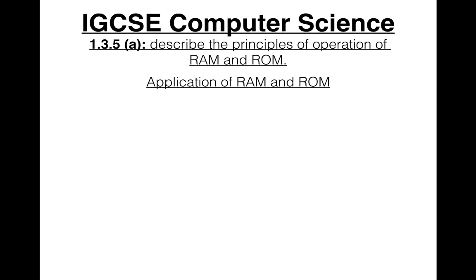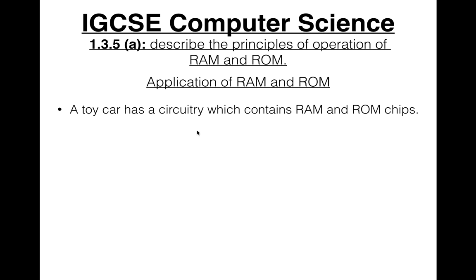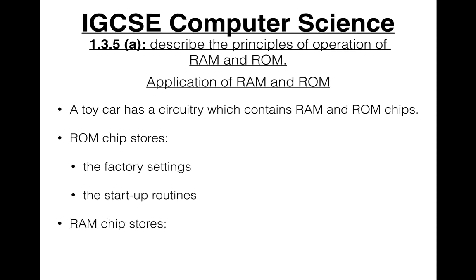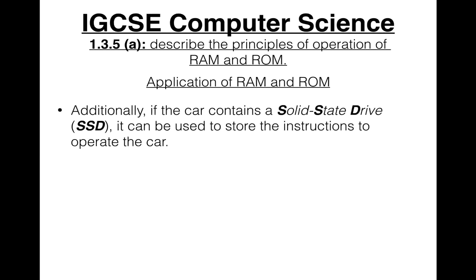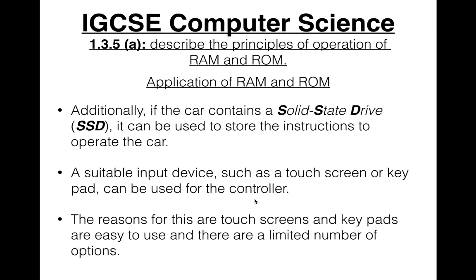That's all you really need to know about ROM, but to better understand it, we have to look at an application. A toy car has circuitry which contains RAM and ROM chips. The ROM chip stores the factory settings and startup routines, and the RAM chip stores the instructions sent from the controller, so what's currently being used. Additionally, if the car contains a solid-state drive, it can be used to store the instructions to operate the car. A suitable input device such as a touchscreen or keypad can be used for the controller, and the reasons for this are that touchscreens and keypads are easy to use, and there are a limited number of options.